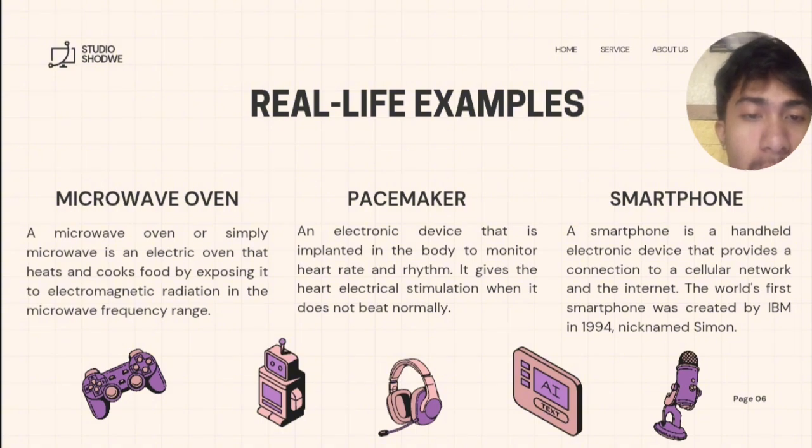Example number 3, smartphone. Input: you tap the touchscreen or use a voice command. Processing: the operating system interprets the input. For example, if you tap on Facebook, the OS processes your touch, launches the app, and manages background tasks. The output is the screen changes to show the app. The speaker may produce sound and vibration motors may provide feedback.